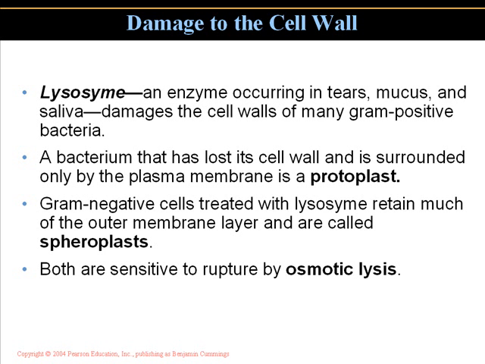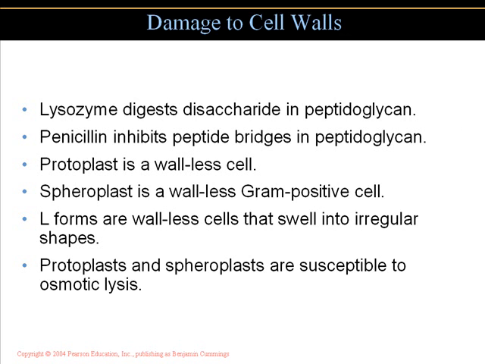Gram-negative cells treated with lysozyme retain much of the outer membrane layer and are called spheroplasts. Both are sensitive to rupture by osmotic lysis. Lysozyme digests disaccharides in peptidoglycan. Penicillin inhibits the peptide bridges in peptidoglycan and thus will destroy the cell walls. A protoplast is a wall-less gram-positive cell. A spheroplast is a wall-less gram-negative cell. L-forms are wall-less cells that swell to irregular shapes, and protoplasts and spheroplasts are susceptible to osmotic lysis.